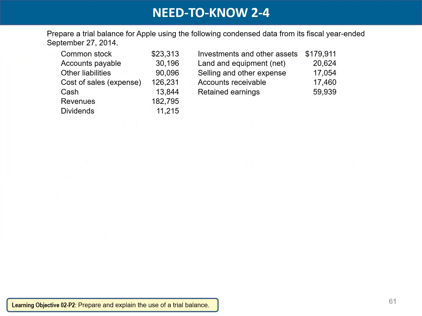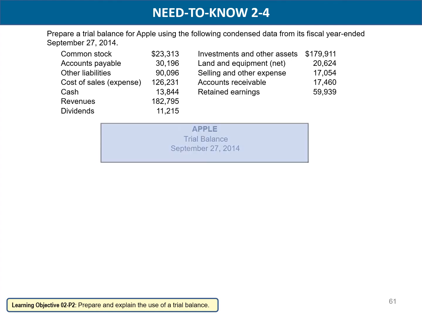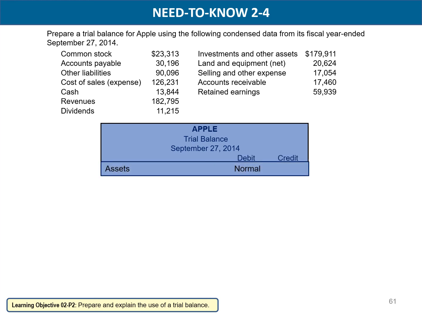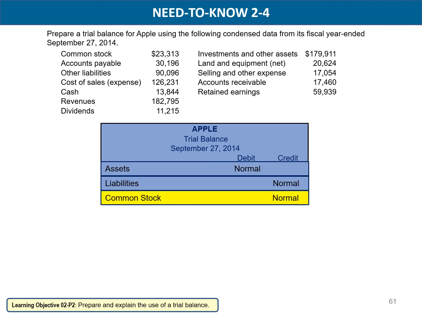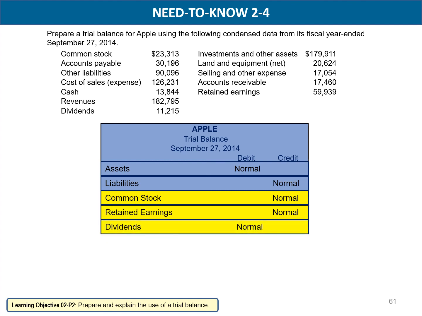Okay, so let's prepare the trial balance for Apple using the following data. Before we do that, let's remember what goes where on the trial balance. You have a debit and credit column. Your assets have a normal balance of a debit, so they belong in the left side. Liabilities have a normal balance of a credit, so they belong in the right side. Common stock, normal balance of a credit, so those balances belong on the right side. Same thing for retained earnings.